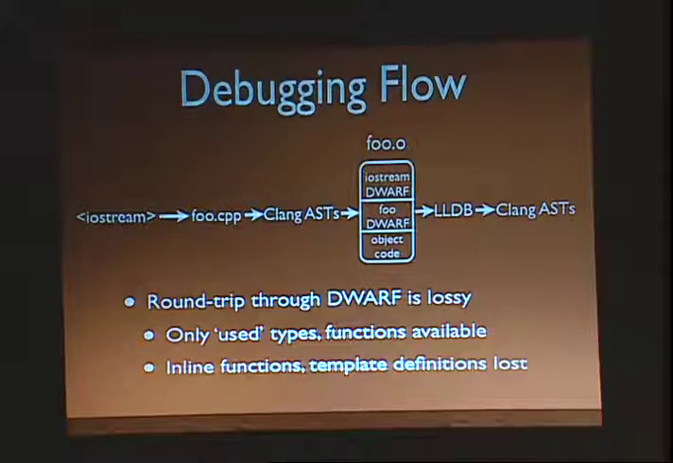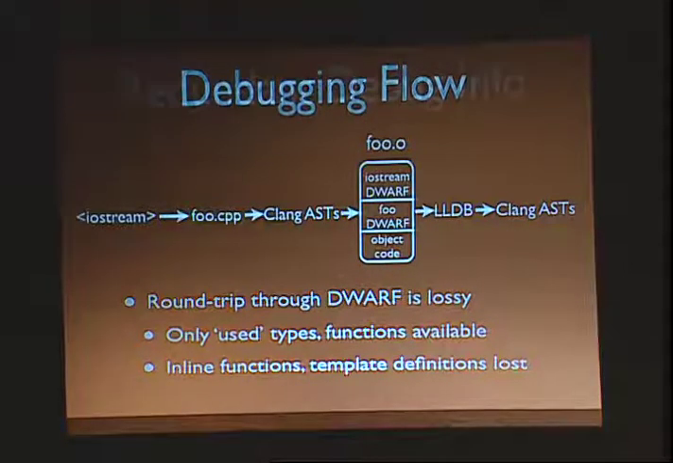You lose the definitions of inline functions. You lose the uninstantiated templates. If you ever wonder why you can't actually use dynamic_cast within your debugger, it's because that information has been completely lost in the translation to DWARF and can't be built back in some meaningful way as Clang ASTs.